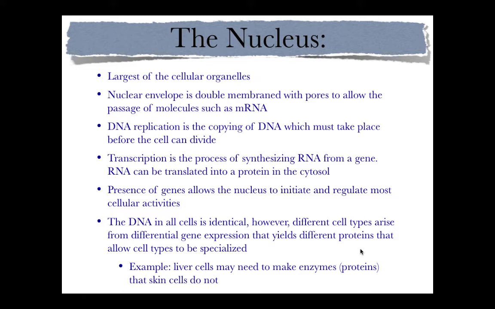So here's an important point to all of this. The DNA in all cells is basically identical. So in other words, if I isolate the liver cell DNA and I isolate the kidney cell DNA, they're basically the same. So why are they different cells? They have the same genetic material. Differential gene expression. Differential gene expression yields different proteins, and that allows cell types to be specialized.